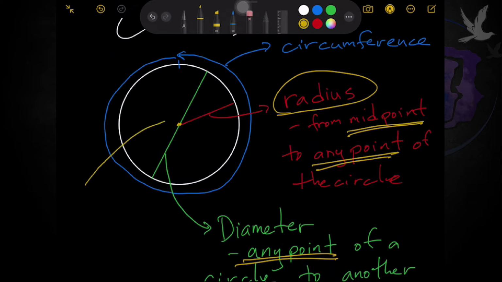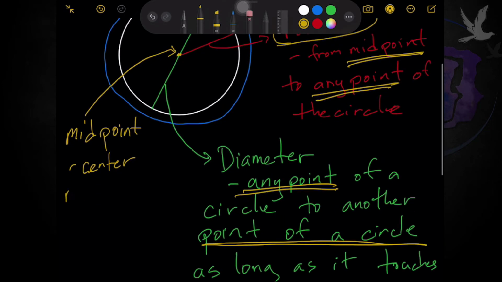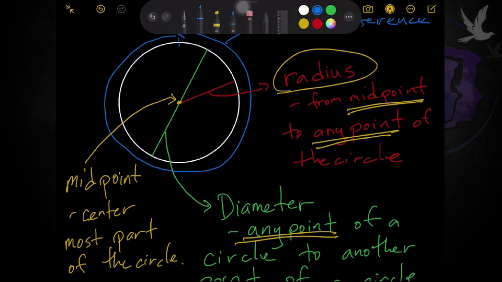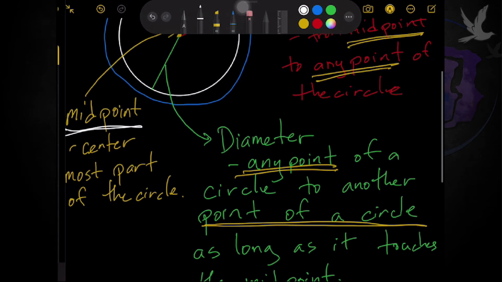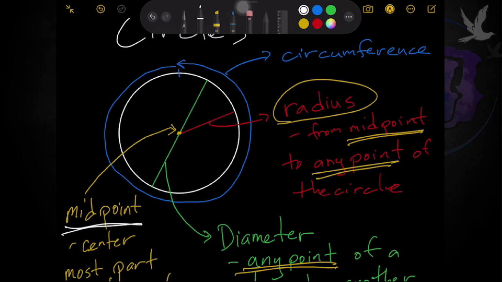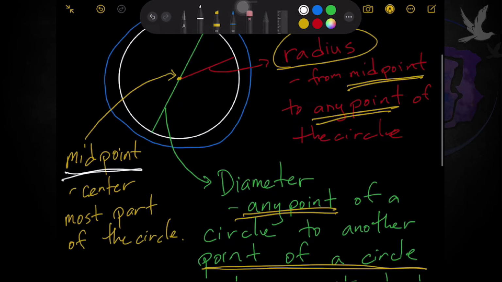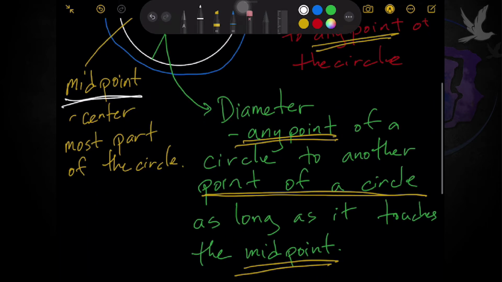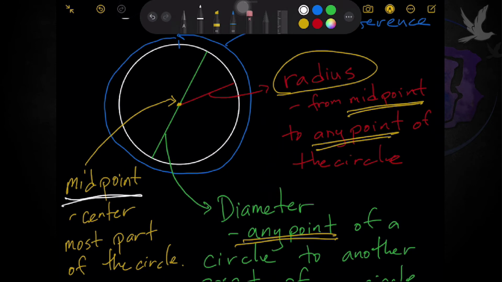Okay? By the way, this is called a midpoint. Refers to the centermost part of the circle. Okay? A midpoint is technically the centermost part of the circle. So again, radius from midpoint to any point of the circle. Again, sa radius, it's just half, no? Parang kalahati lang siya. From midpoint to any point of the circle. And the diameter is any point of the circle to another point of a circle as long as it touches the midpoint. Okay? So, kailangan makatouch siya sa midpoint. Else, it is not considered a diameter.